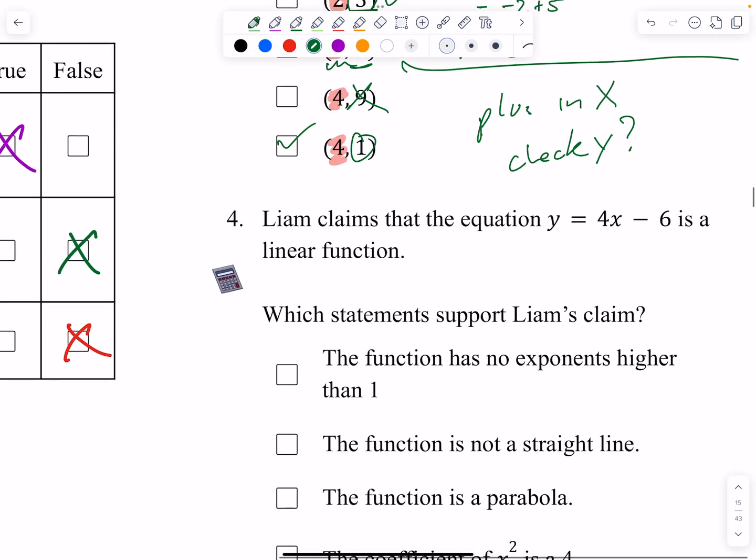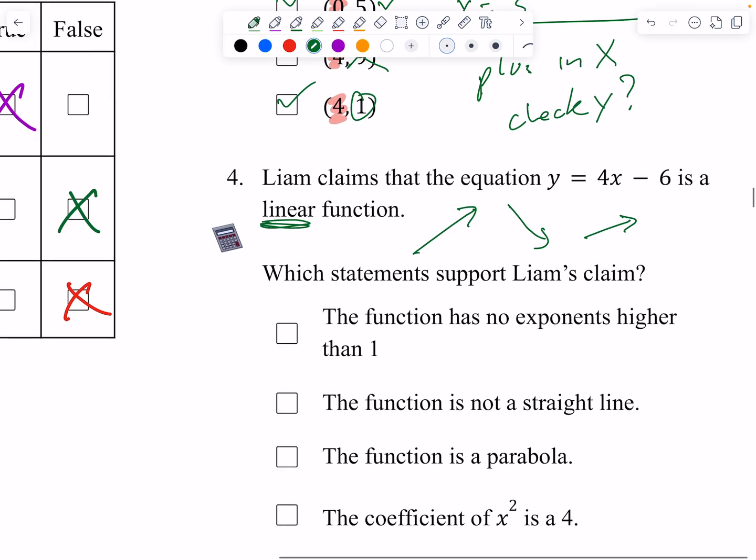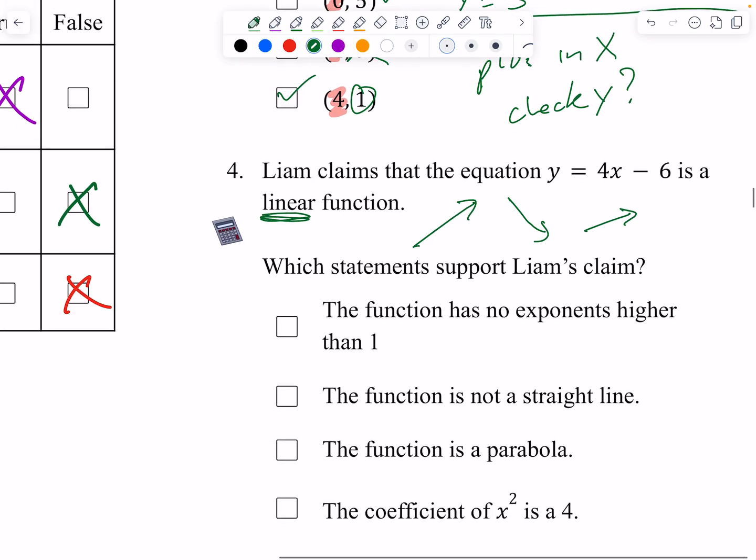Liam claims that the equation y equals 4x minus 6 is a linear function. When I say line, it's a line. It goes like that, it goes like that, it goes like that. Okay, it's just a straight line. Which statement supports Liam's claim? The function has no exponent higher than 1. That is true. Your exponent goes on top of a letter, so it's right here.